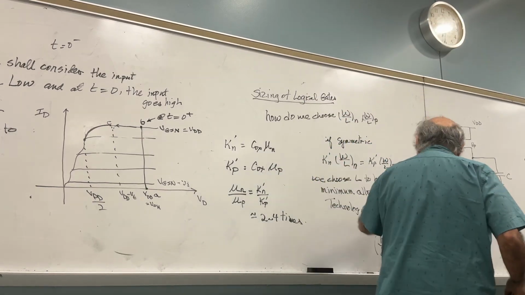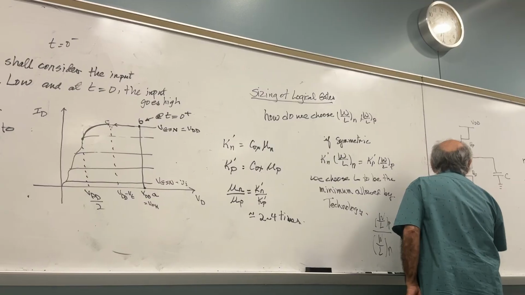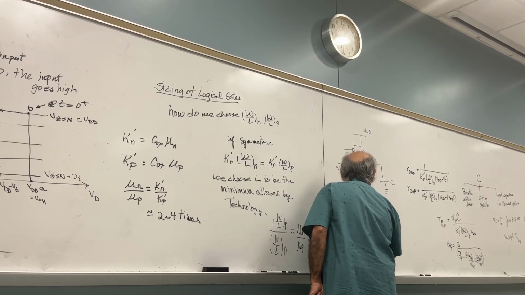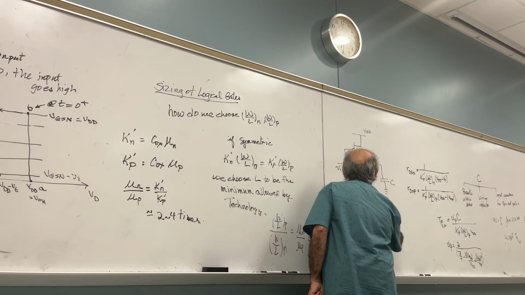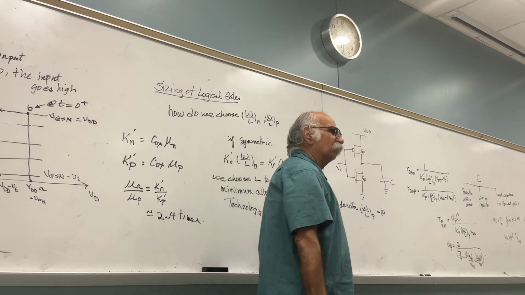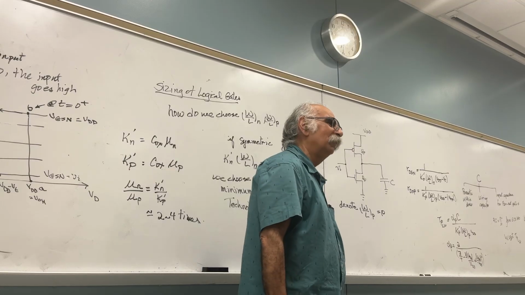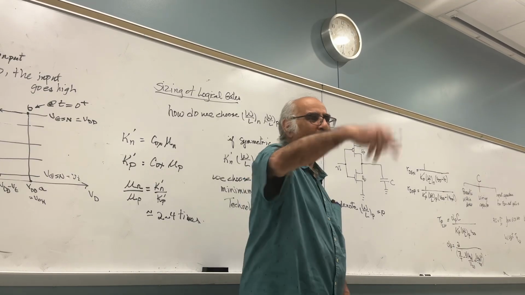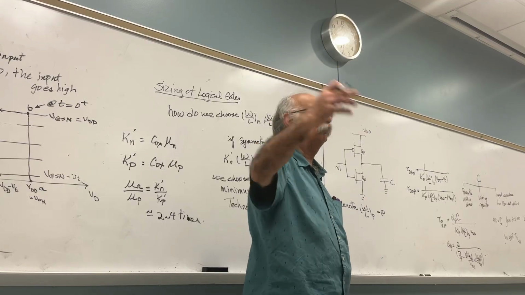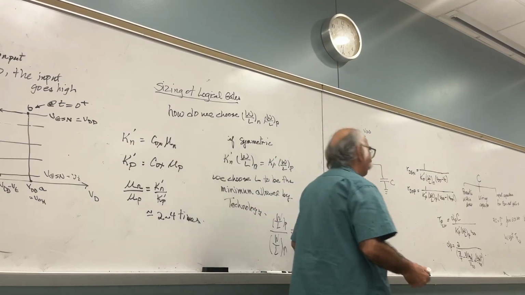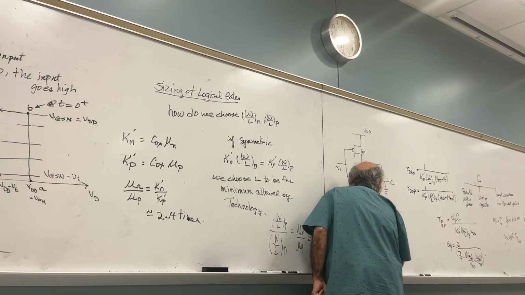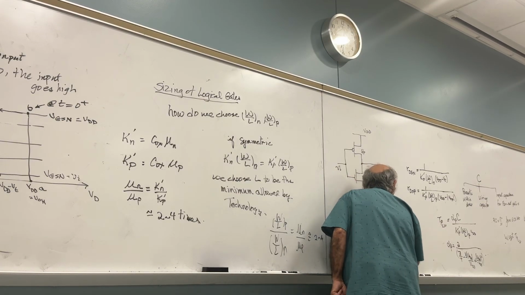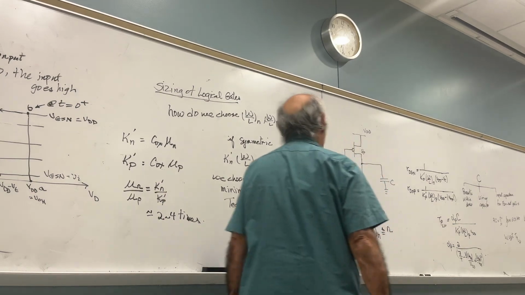Now, instead of writing these things, denote W over Lp by just P, for simplicity. Did you get it or not? So that I don't keep repeating, W over Lp is just denoted by P, and W over Ln is denoted by N. Clear?